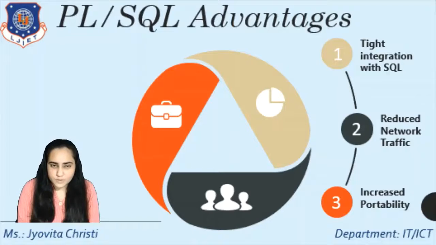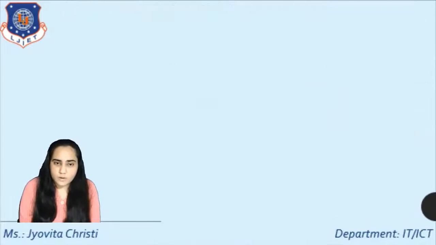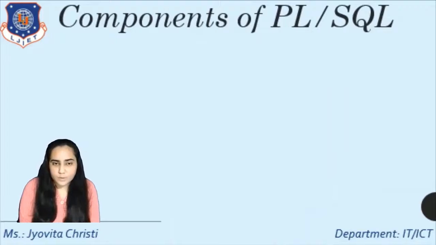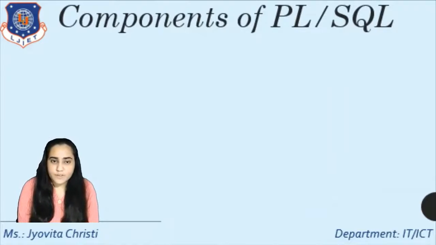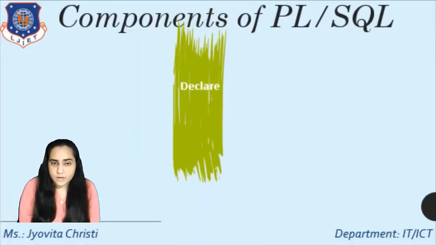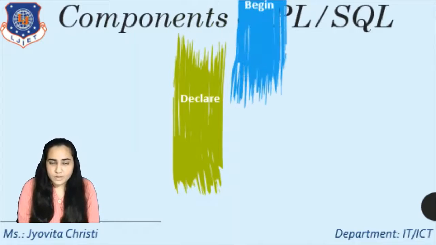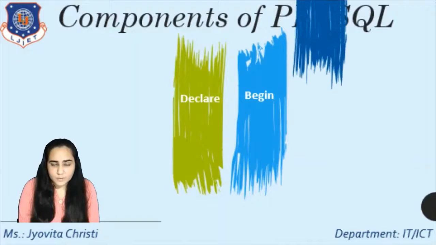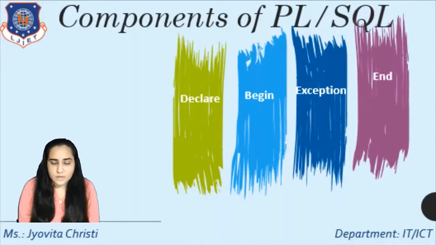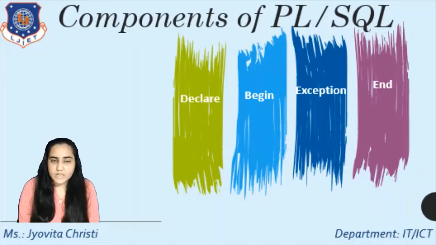PL/SQL is a block structured language. Everything is divided into blocks, and you can recognize a block by reading several keywords. The first keyword that you would see in a PL/SQL block is declare. After that, you will see begin. Then you will see exception, and then you will see end. These four main keywords help you to recognize one individual PL/SQL block.